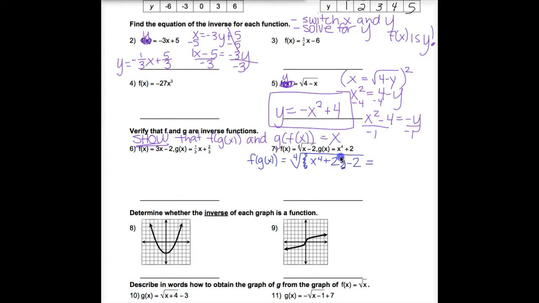And now I have to do what's inside the fourth root. So x to the fourth plus 2 minus 2. Well, these cancel each other. So my next step, I should have the fourth root of x to the fourth. Then the fourth root and the fourth power cancel each other out.